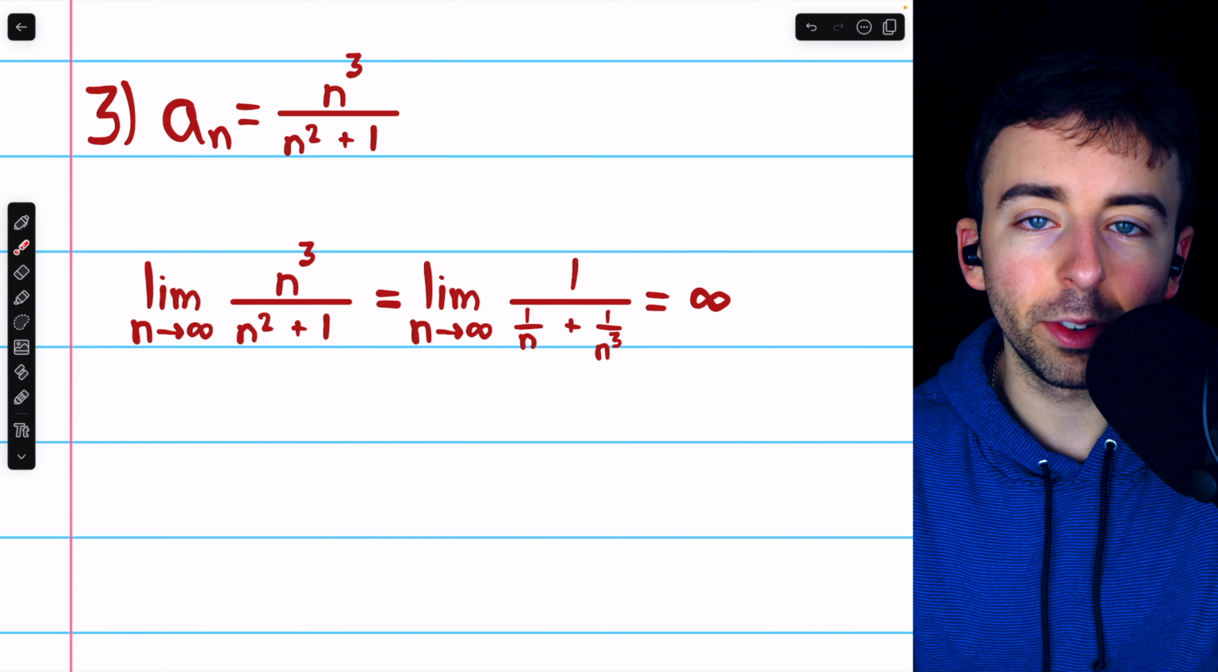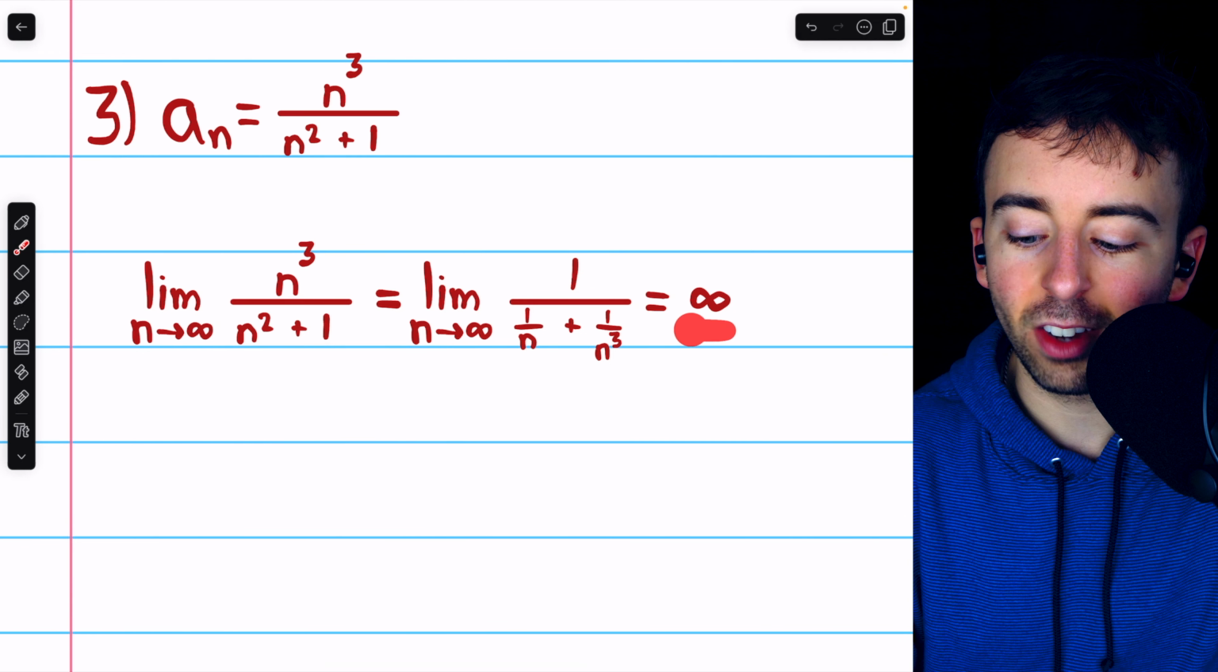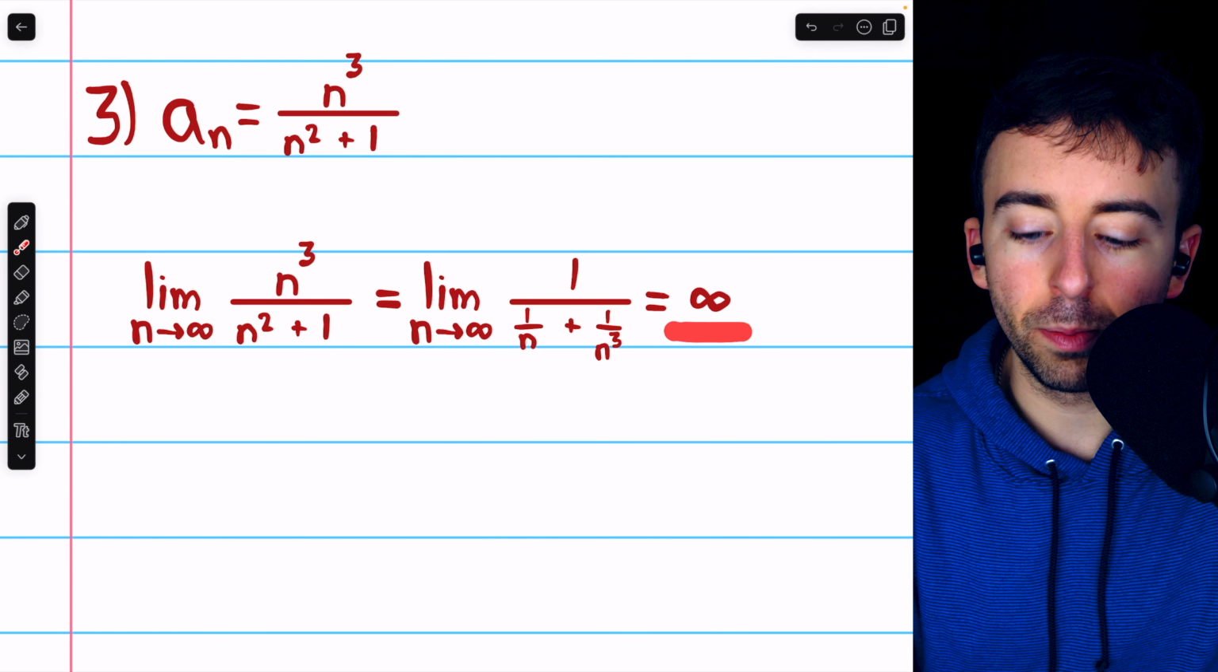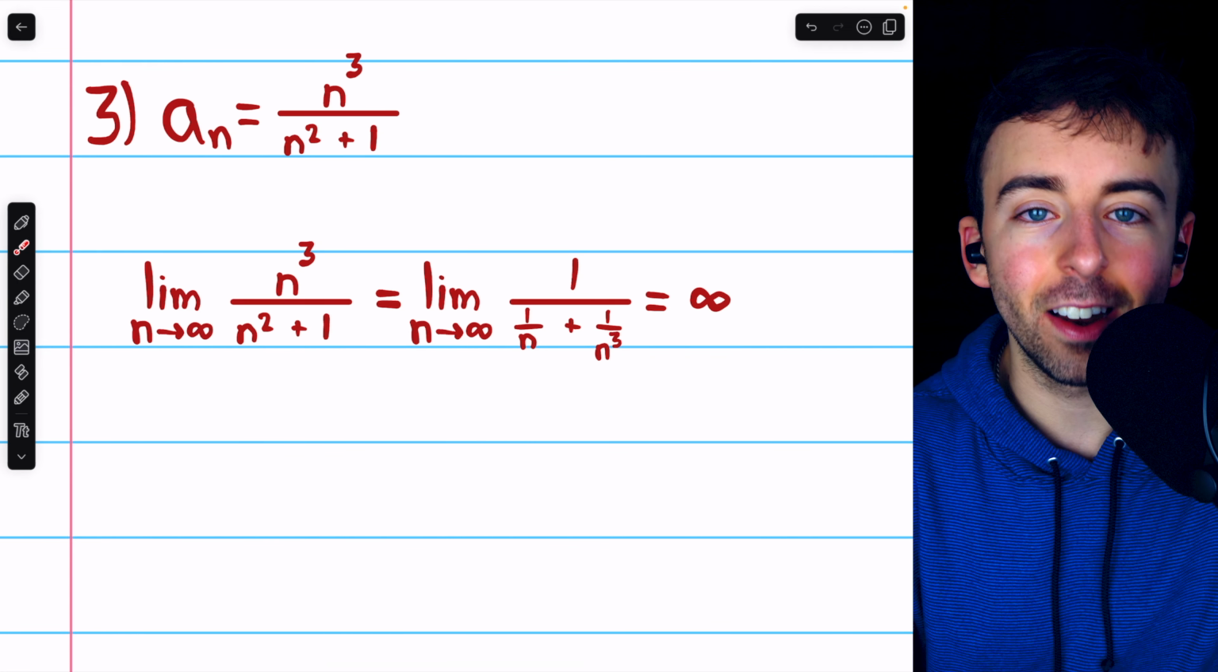So it's like 1 over 0. We see that's why it is going to positive infinity. There's nothing negative here, so it's going to positive infinity. The limit does not exist.